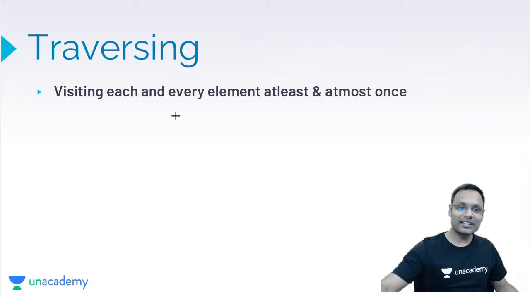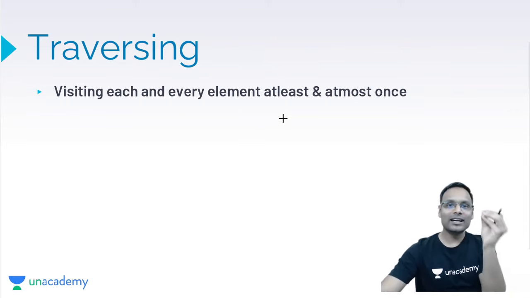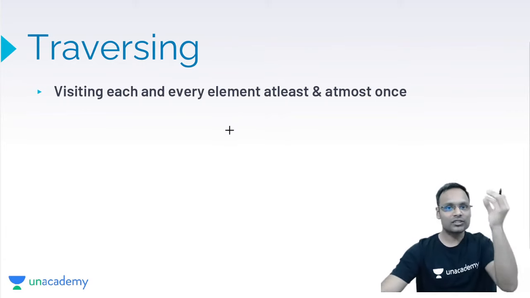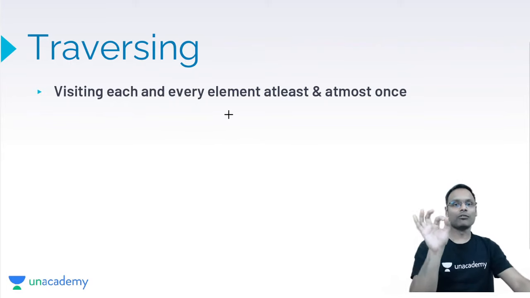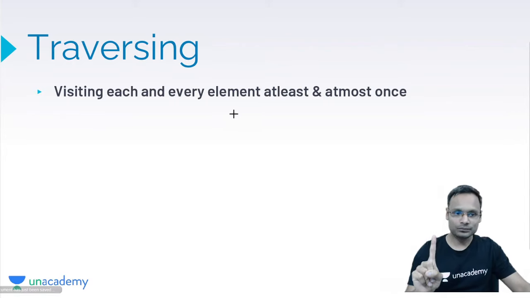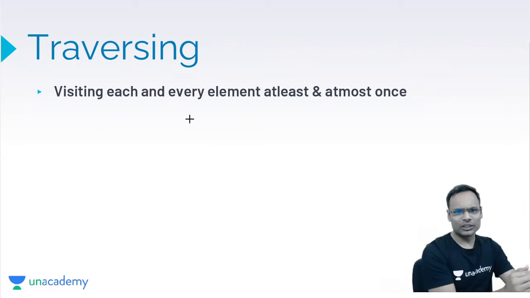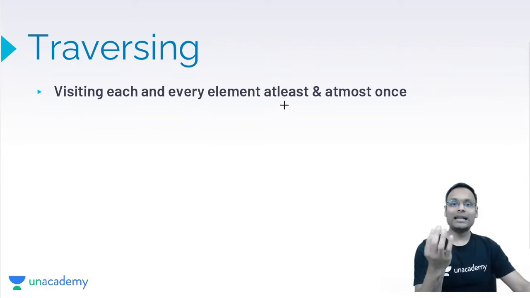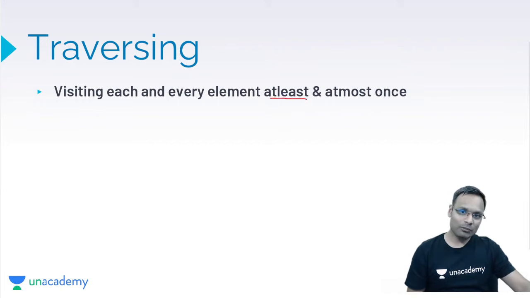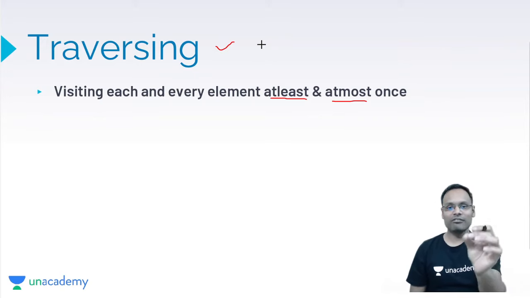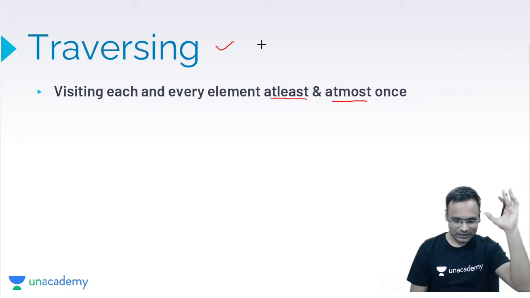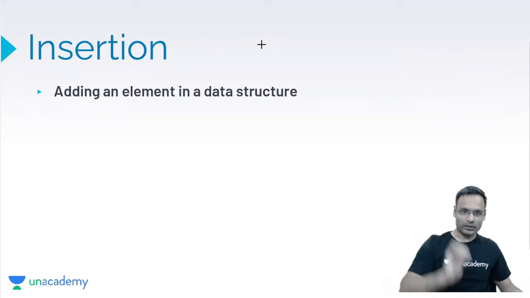Okay, now traversing is very simple. You already have a data structure. In that data structure, some elements are there. You need to visit each and every element of that data structure one time. So you need to perform some operation, whatever you want, one time. Minimum one time also, maximum one time also. That is traversing, visiting each and every element of the data structure at least and at most once. Now let's go for this one.